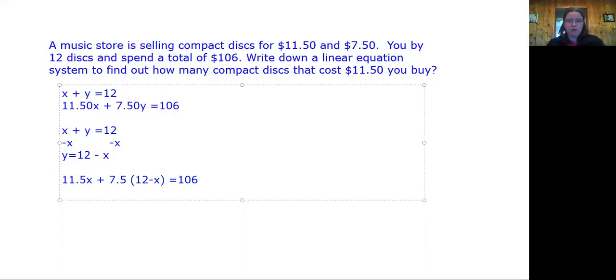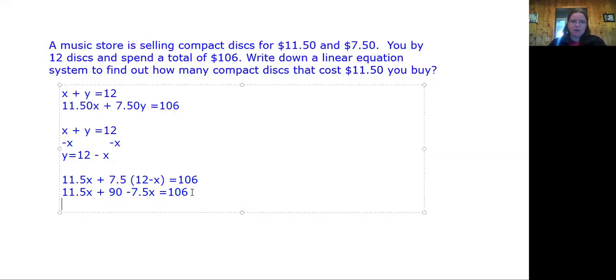So now what we want to do is simplify this. And so we're going to distribute our 7.5 times 12 and our 7.5 times X. It's actually times a negative X. So I'm just going to put a negative sign in front of our 7.5. We're going to say that is equal to 106. Now, what is 12 times 7.5? 12 times 7.5 is 90.